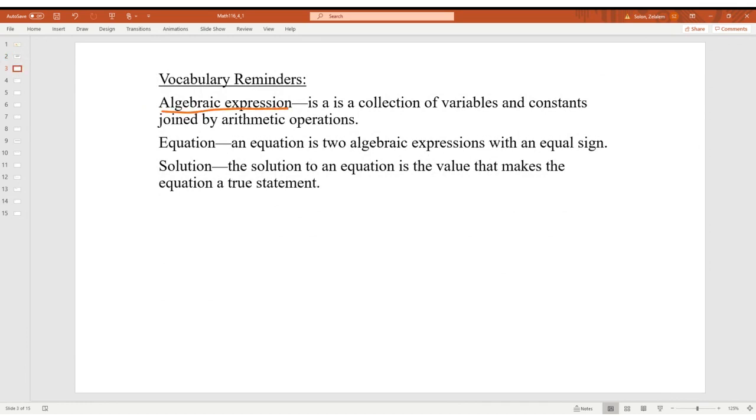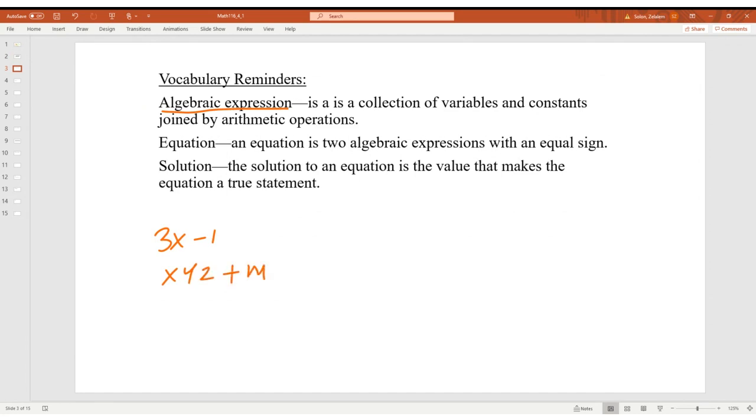An algebraic expression is a collection of variables and constants joined by arithmetic operations. So any variables and numbers combined by arithmetic operations like addition, multiplication, division, and subtraction are called an algebraic expression. For example, 3x minus 1 is an algebraic expression. There is multiplication, there is subtraction of variables and numbers, or for that matter, x, y, z plus m.